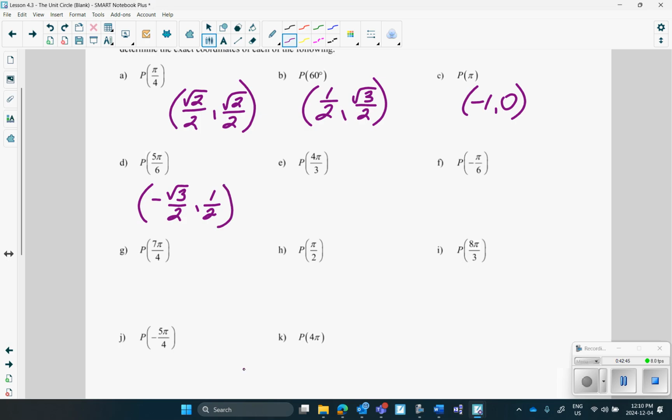Or pi over 3, well, the pi over 3 is up here. Here's 2 pi over 3. Here's 4 pi over 3. That's the one where it's the smaller length and the bigger, both negative: -1/2, -√3 over 2. Ooh, negative pi over 6.